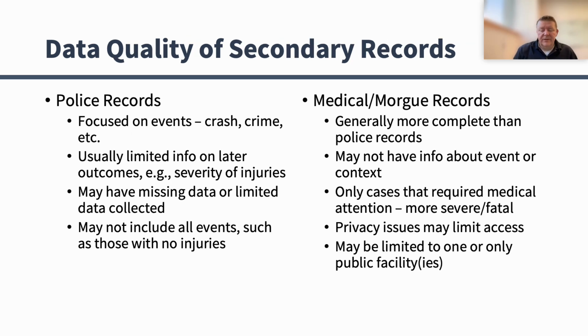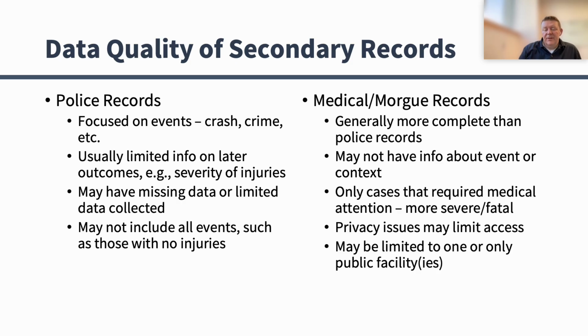So, just some general comments about data quality of secondary records, particularly for these common sources that are used in a lot of case control studies of injuries. For police records, it's important to note these are typically focused on events, a crash, a crime, something that happened, where the police are determining the legal implications. They're not for determining the relationship between an injury and some exposure, so that's not usually the purpose of police records. And so the records might not have information that we need or find useful.